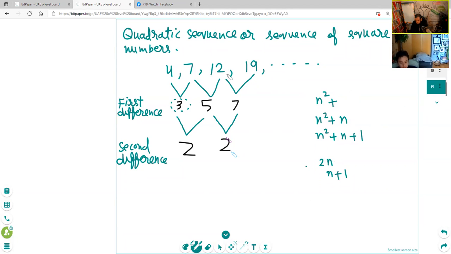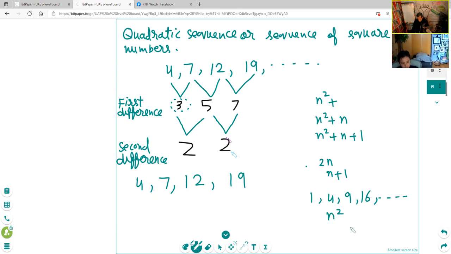Now understand the method of how to find the nth term. This is a quadratic sequence, and we try to find its nth term: 4, 7, 12, and 19. What is the general term of the sequence 1, 4, 9, 16? You should remember its general term is n square.